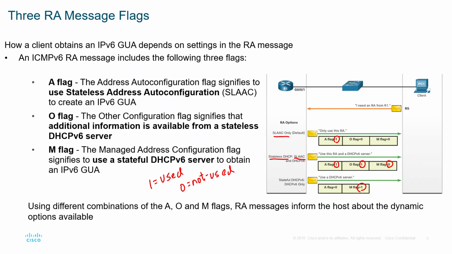Using different combinations of the A, O, and M flags will allow your RA messages to inform the hosts what options are available, and how they are going to gain their IPv6 configuration information.